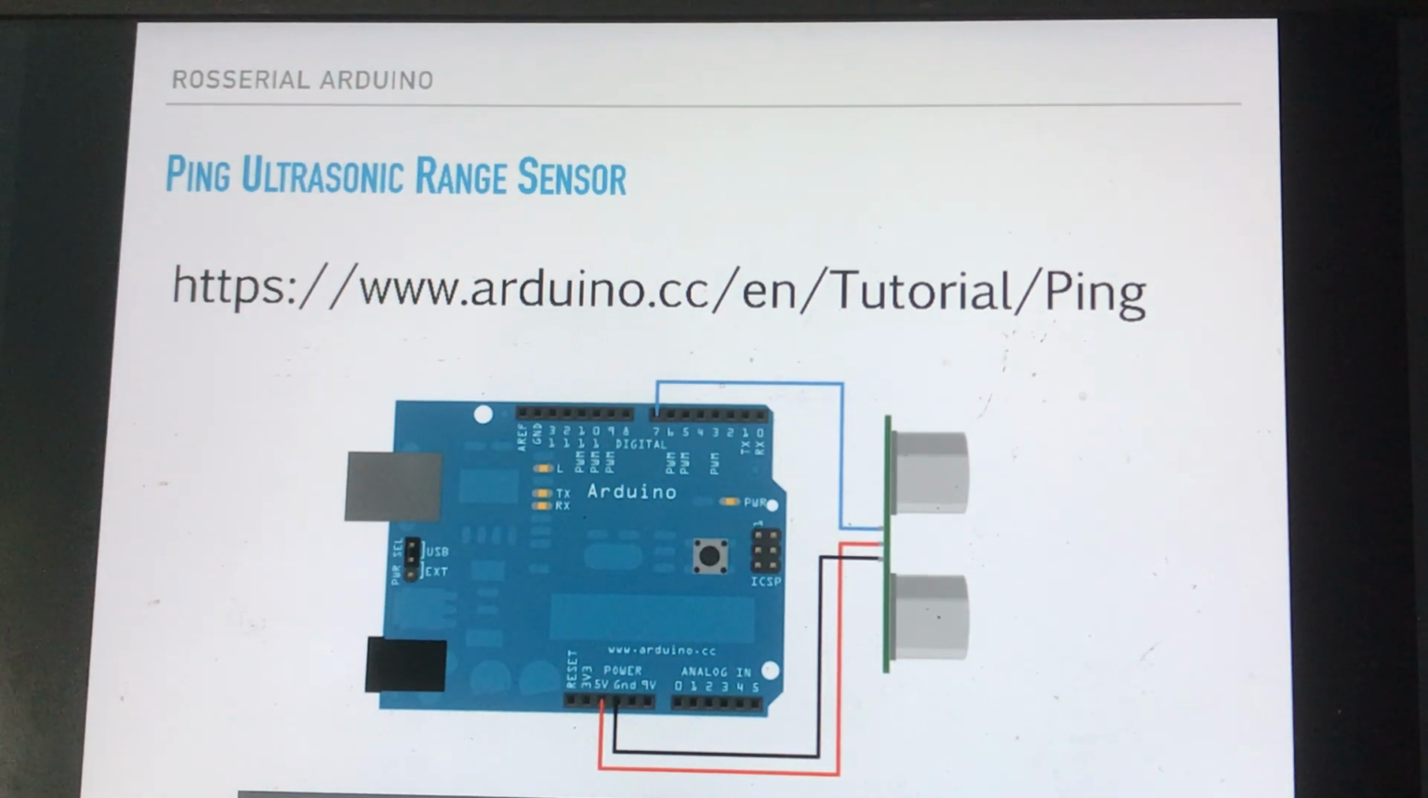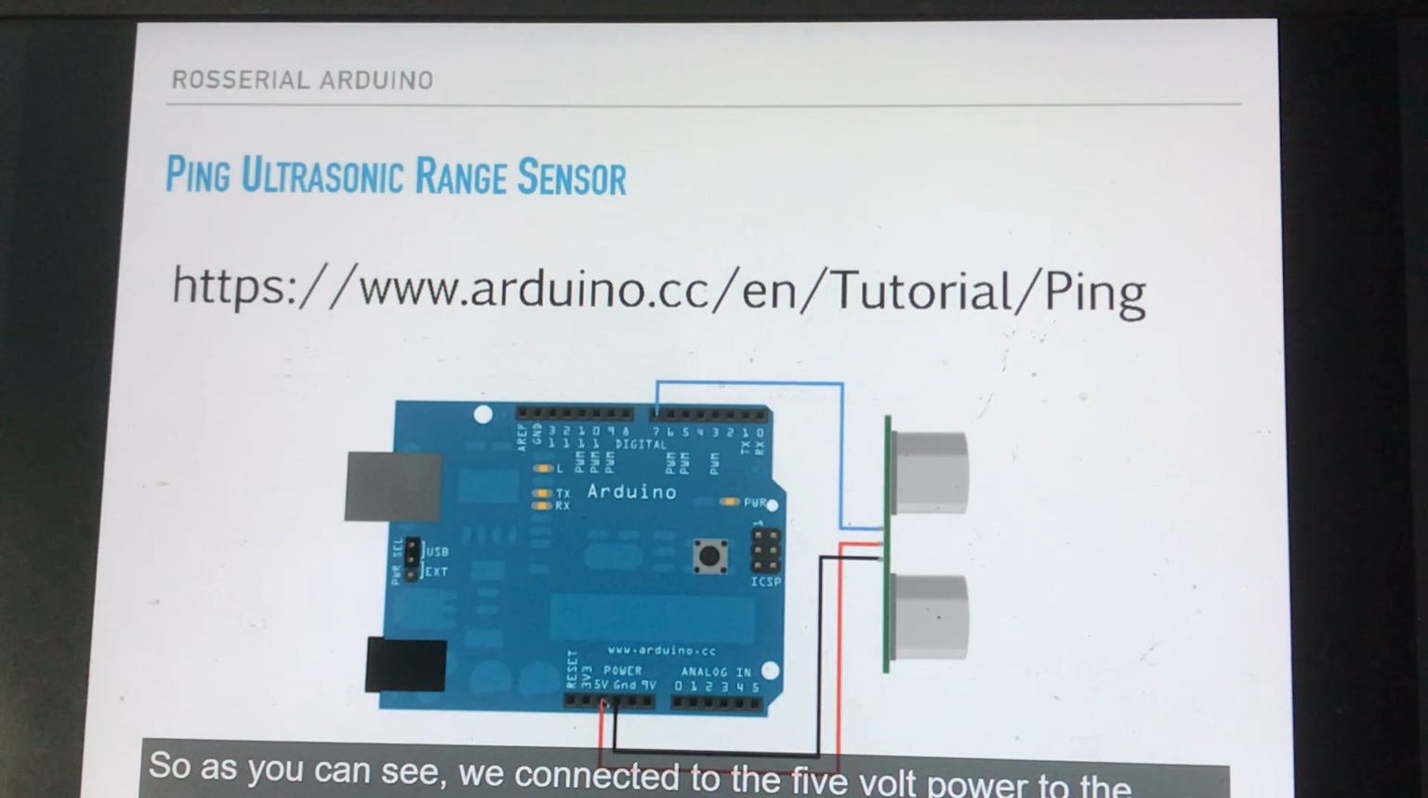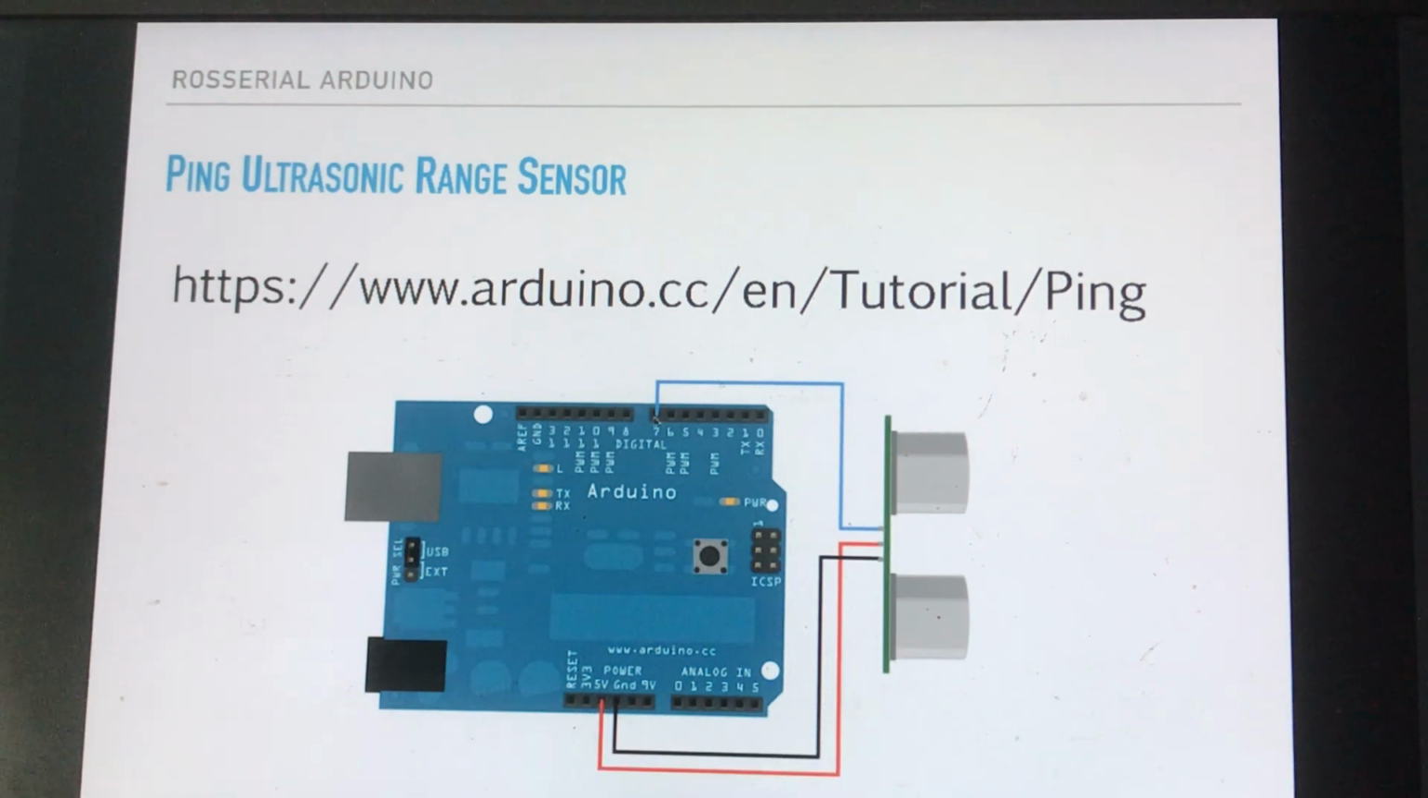So basically the connection schema will be as follows. We will have an ultrasonic sensor that will be connected to an Arduino Uno board. As you can see, we connected the 5-volt power and the ground, and the signal will be connected to a pin here. So we're going to choose pin number 7.